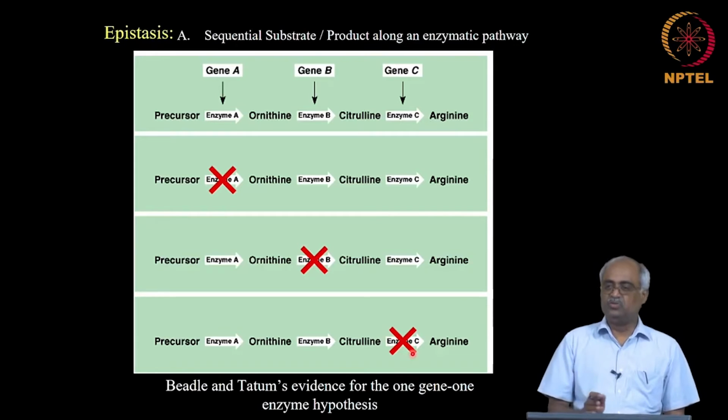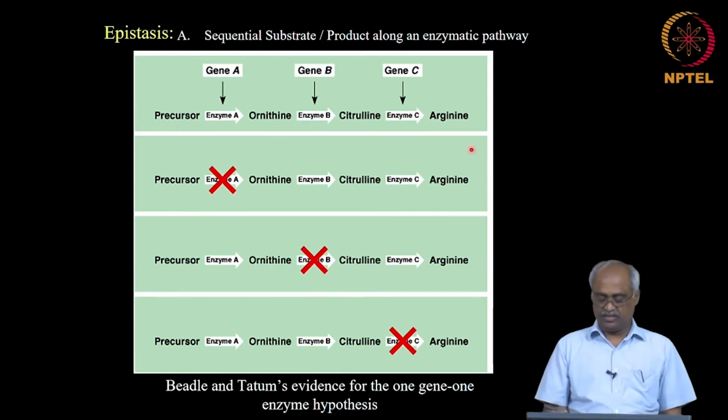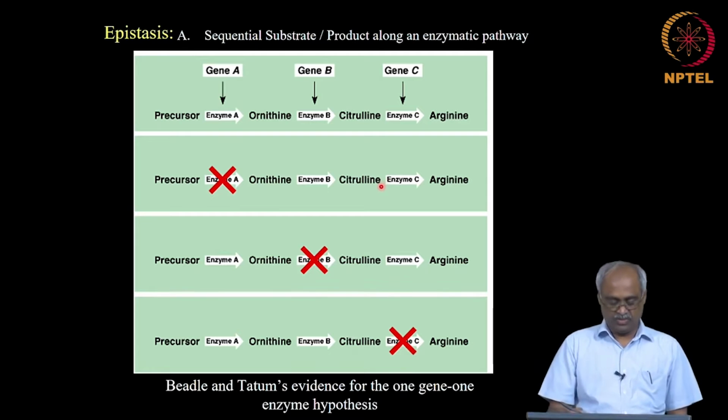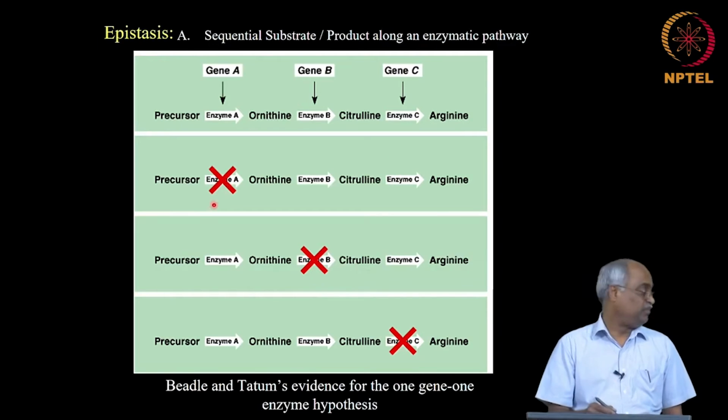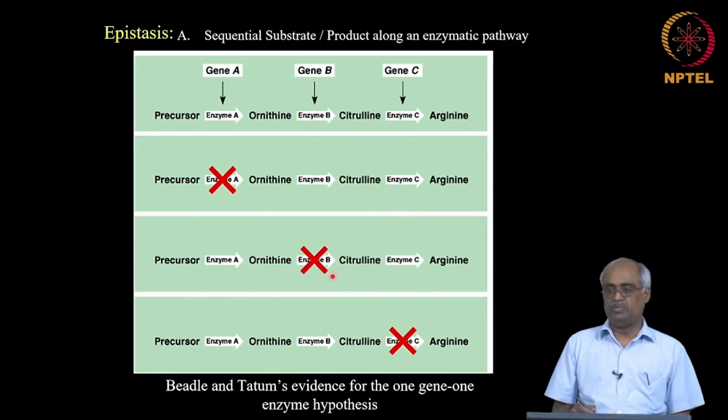So now let us look at mutation 1 and 2, like enzyme A not being there or enzyme B not being there.